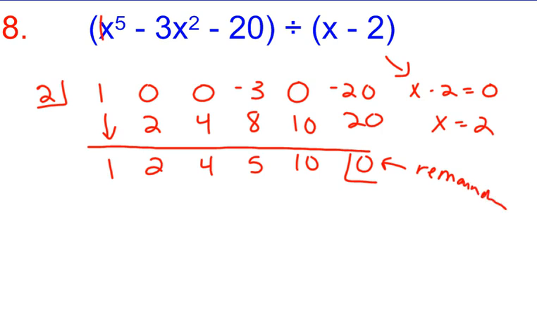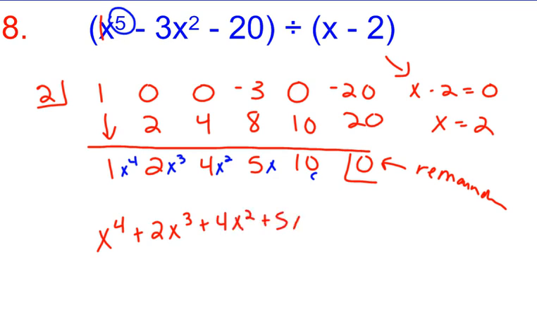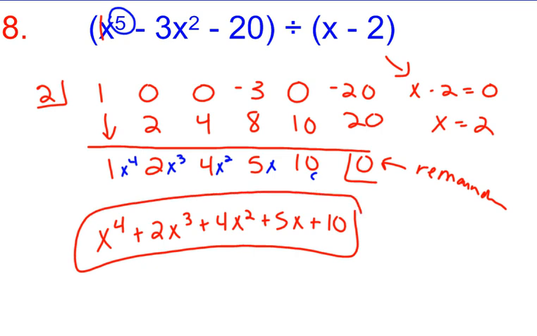And remember, we go 1 degree less than what we started with. I started with x to the 5th, so this would be x to the 4th, x cubed, x squared, x, and your constant. So my answer is 1x to the 4th plus 2x cubed plus 4x squared plus 5x plus 10. Now if you're wondering how I know they're pluses or minuses, it does depend on this number. So the fact that I wrote plus 2x cubed, if that would have been a negative 2, I would have written minus 2x cubed. So you do know by the sign of that number whether it should be positive or negative in your answer. Hopefully that's a nice review for synthetic division.